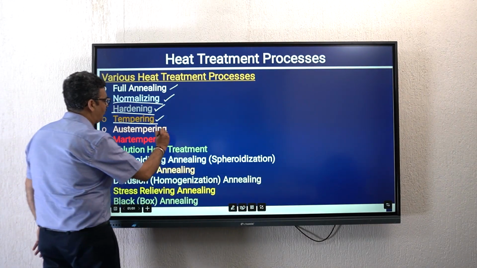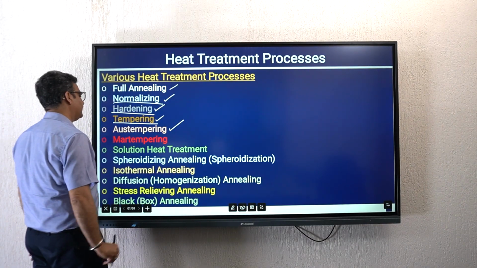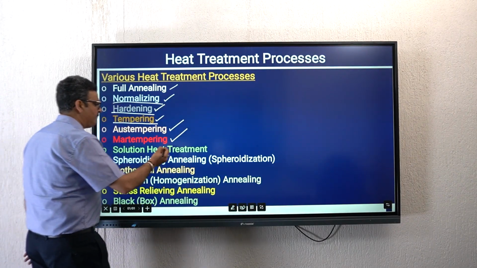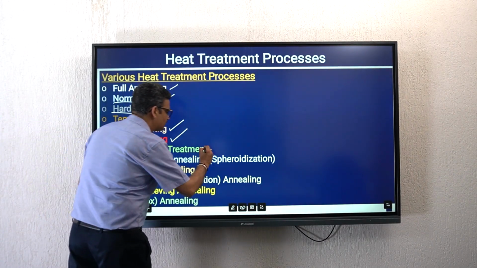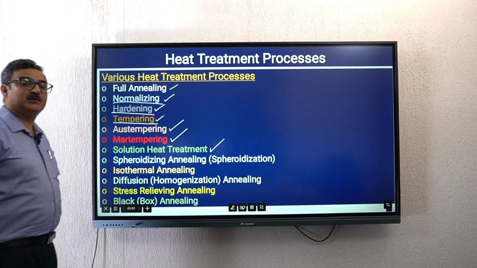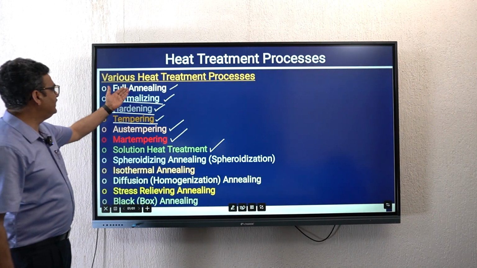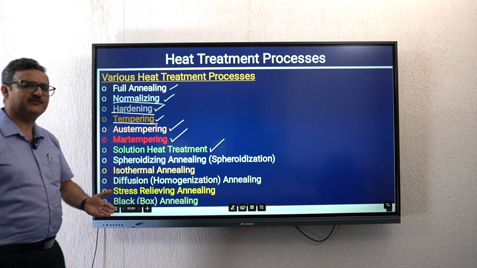Then there is a heat treatment process called austempering. We have another called martempering. Then we have another, a very initial process, which is called solution heat treatment. Then several other types of annealing, like full annealing was there. There are several other types of annealing.